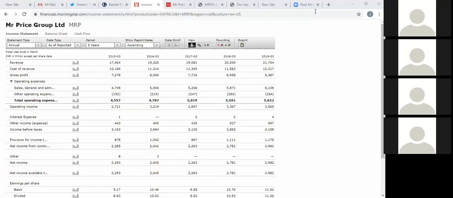Okay, there's a question relating to current supply problems due to coronavirus and uncertainty in the stock market. How can one invest at the best time? Okay, what is the best time to buy Mr Price shares? I think that's the question.